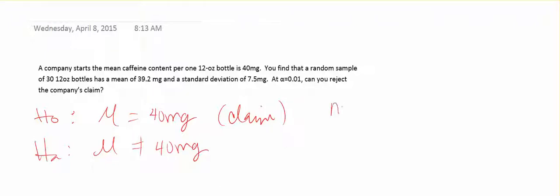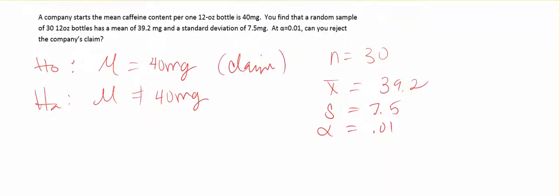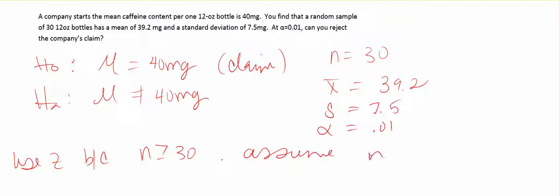give you. They tell you you have a random sample of 30, that the random sample has a mean of 39.2 with a standard deviation of 7.5, and an alpha level of 0.01. You are then asked to see if you have evidence to reject the company's claim. So I'm going to choose to use Z, because although sigma is unknown, n is greater than or equal to 30, and I'm assuming the normal distribution.